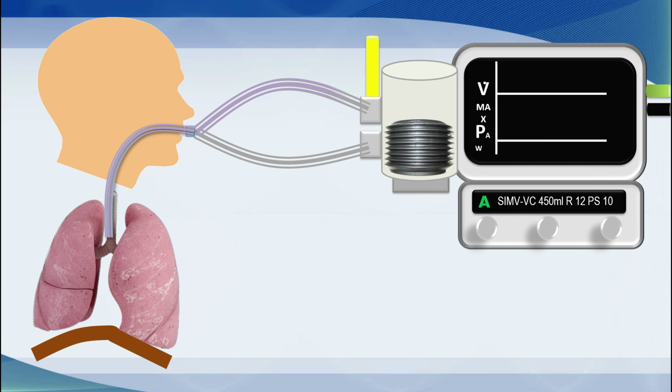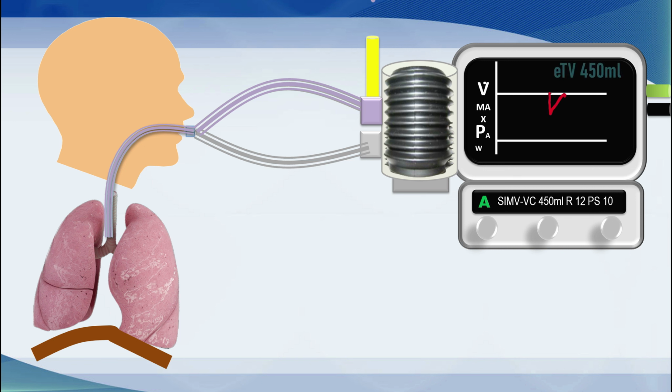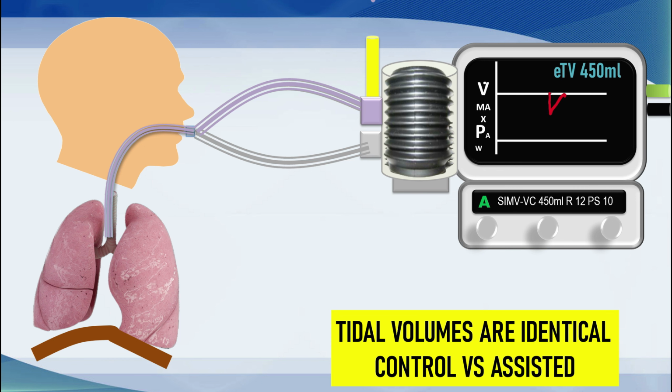Exhalation is, as usual, by elastic recoil, and the tidal volume is measured at the end of exhalation. And of course, the tidal volumes between the controlled breath and the assisted breath in SIMV are exactly the same. It's because they're all volume breaths, and that tidal volume here was set at 450 mils.